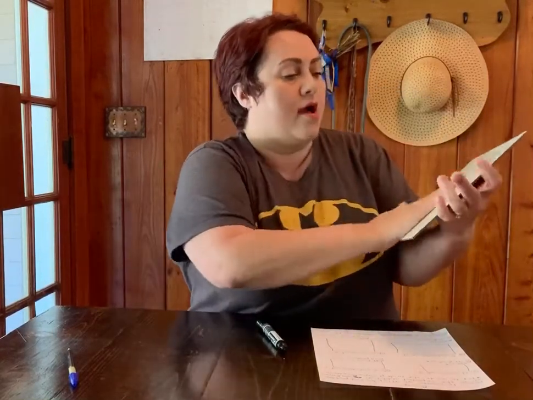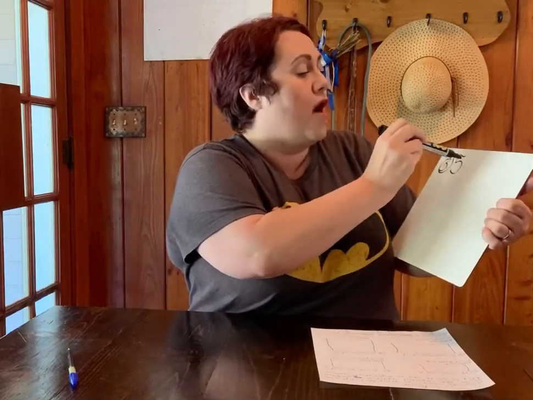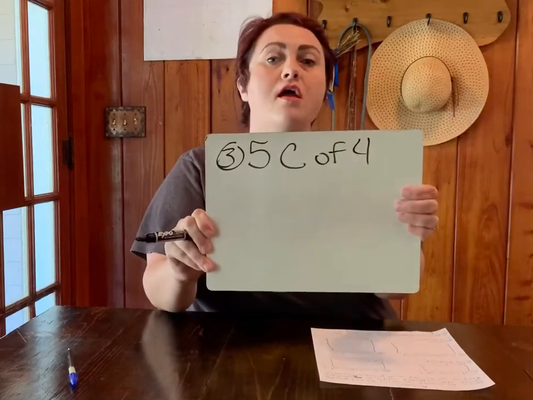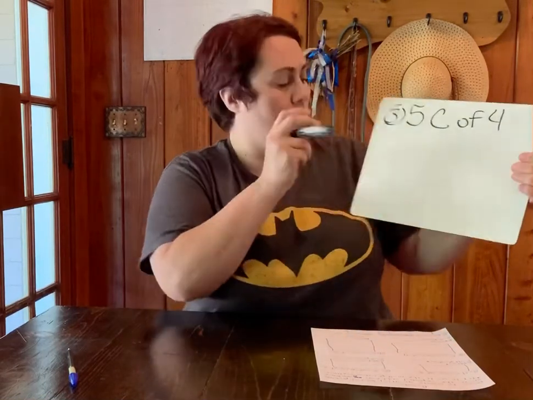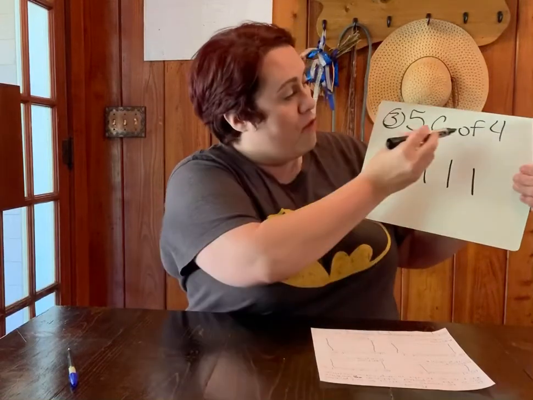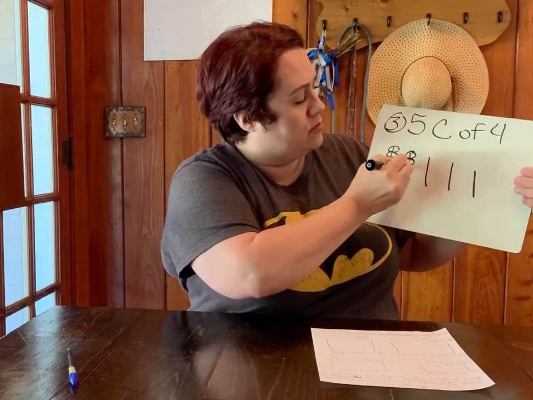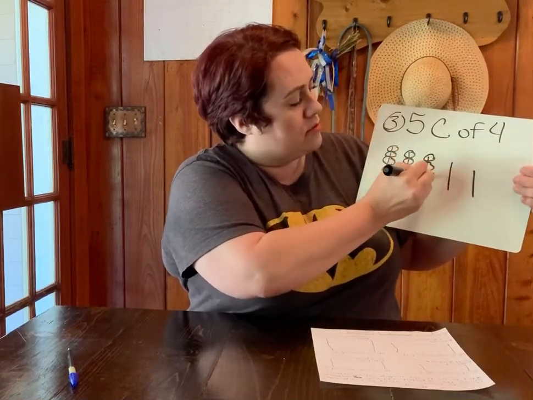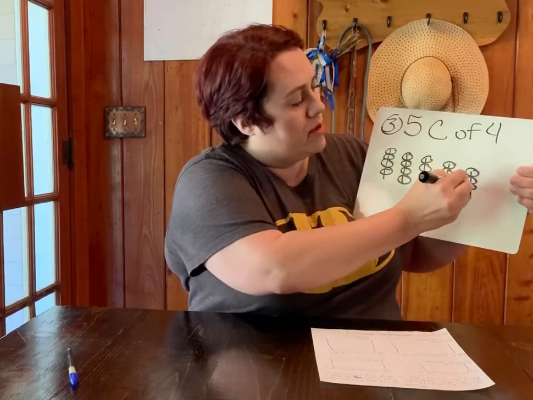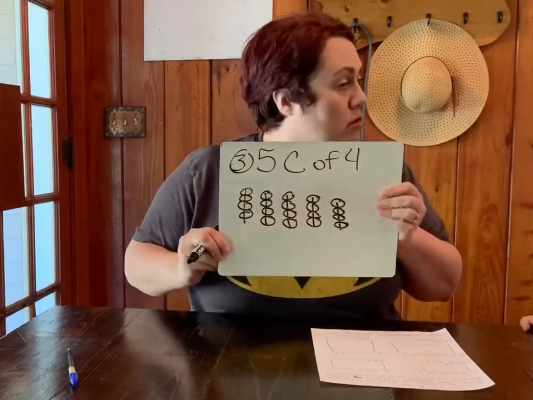Problem number 3 is 5 columns of 4. 5 columns of 4: 1, 2, 3, 4, 5 columns. 4 in each: 1, 2, 3, 4, and so on for each column. And remember, an array is equal, so it should look like a rectangle.